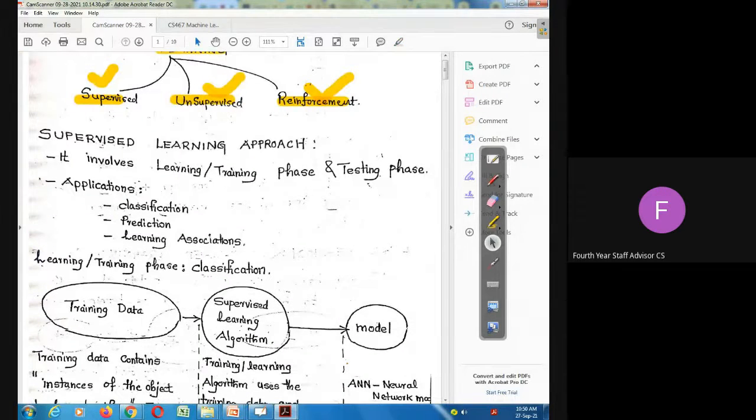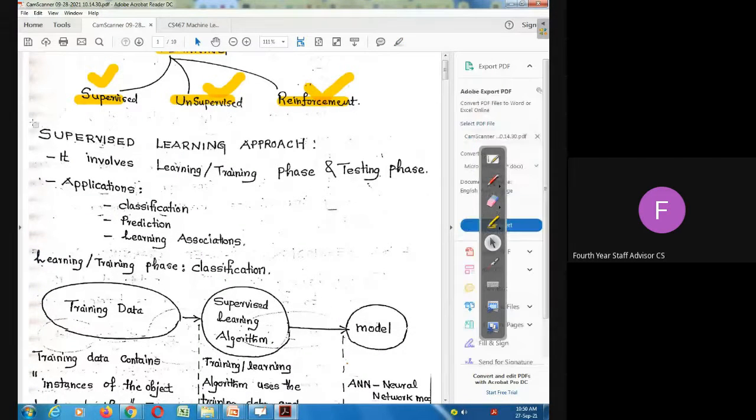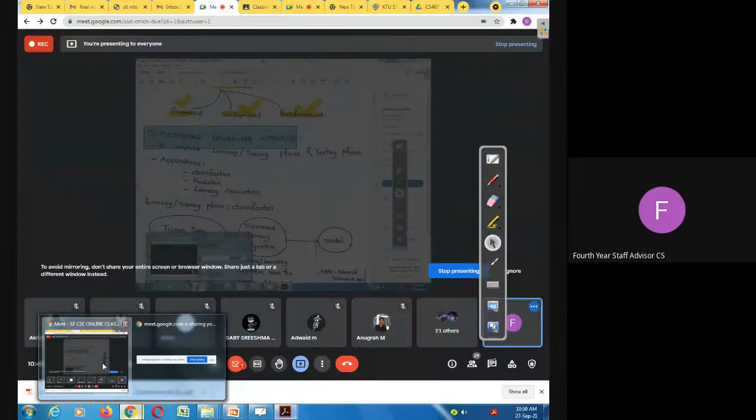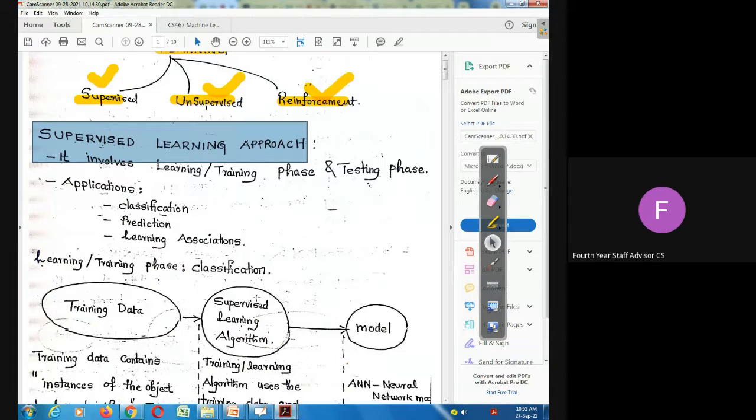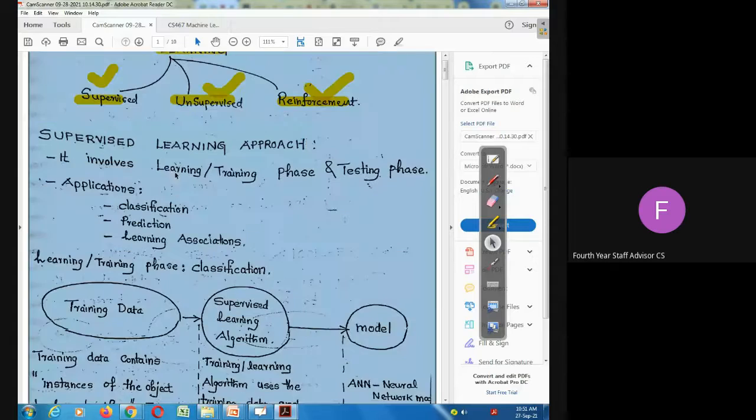So what is the supervised learning concept? We are starting from the supervised learning approach. Okay, okay, is it okay? Okay, Sir, okay.